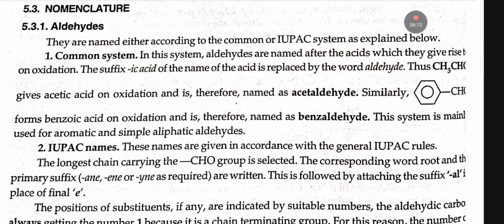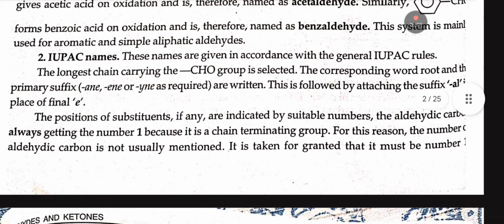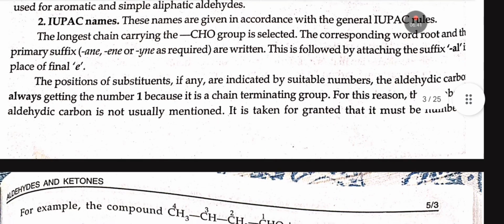IUPAC name. These names are given in accordance with the general IUPAC rules. The longest chain carrying the CHO group is selected. The corresponding word root and primary suffix are written. This is followed by attaching the suffix al in place of the final e. The positions of substituents, if any, are indicated by suitable numbers.